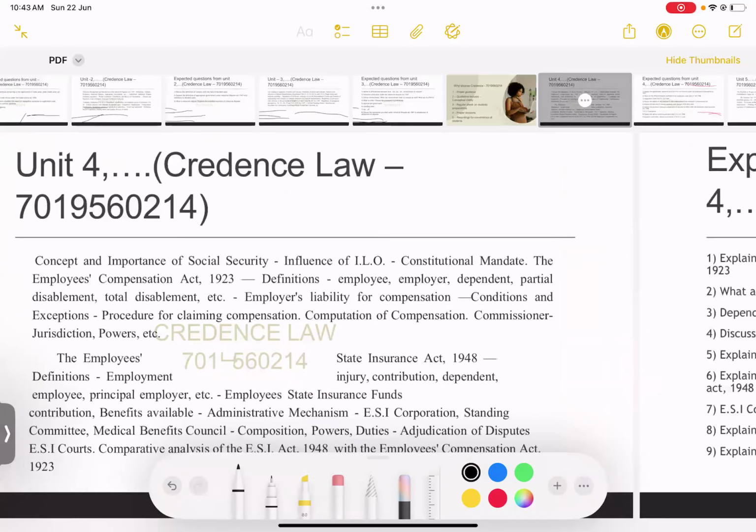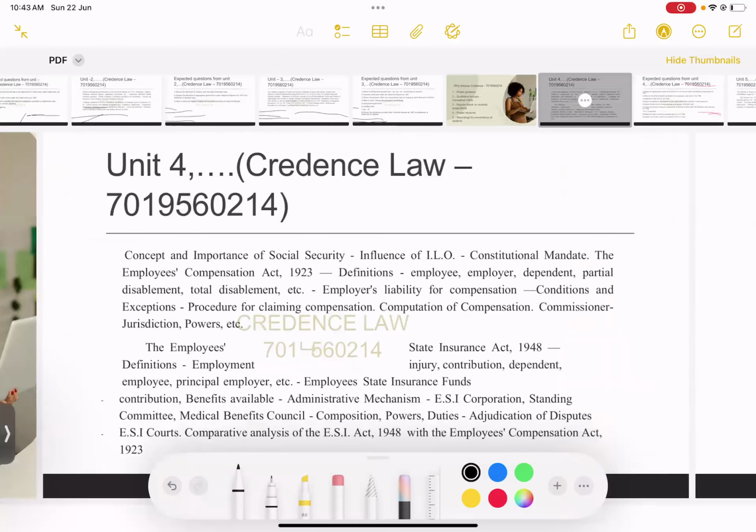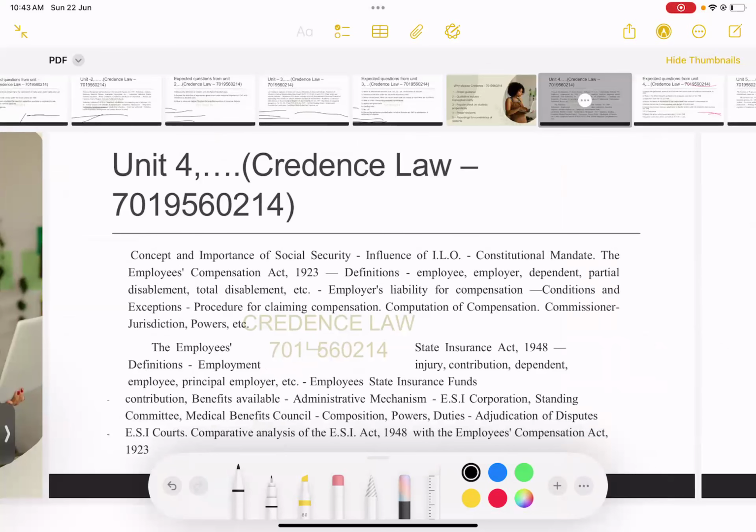And then we have chapter 4. Chapter 4 is about the Employees Compensation Act and the Employees State Insurance Act. The Employees Compensation Act was enacted in 1926 to provide for the payment of compensation to employees in case of injury by accident. Here we have 36 sections in total, divided into 4 chapters.